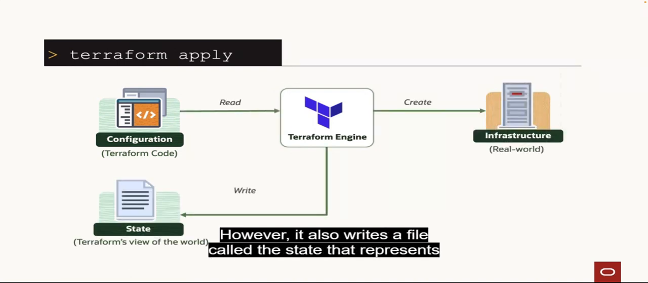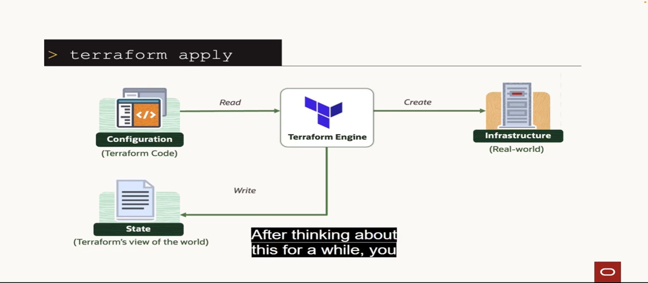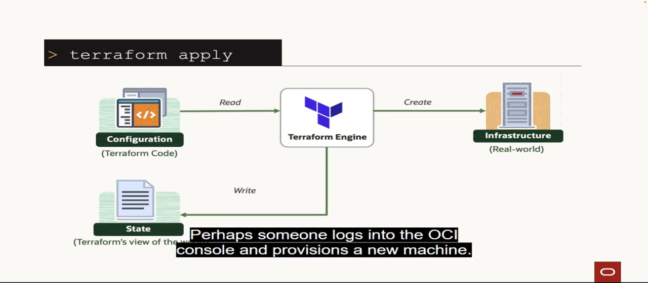However, it also writes a file called the state that represents Terraform's view of the world. After thinking about this for a while, you might ask, what about if the infrastructure changes without Terraform? Perhaps someone logs into the OCI console and provisions a new machine.